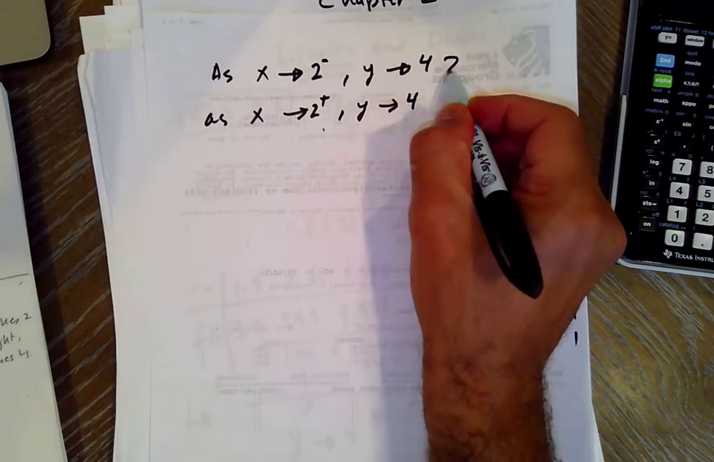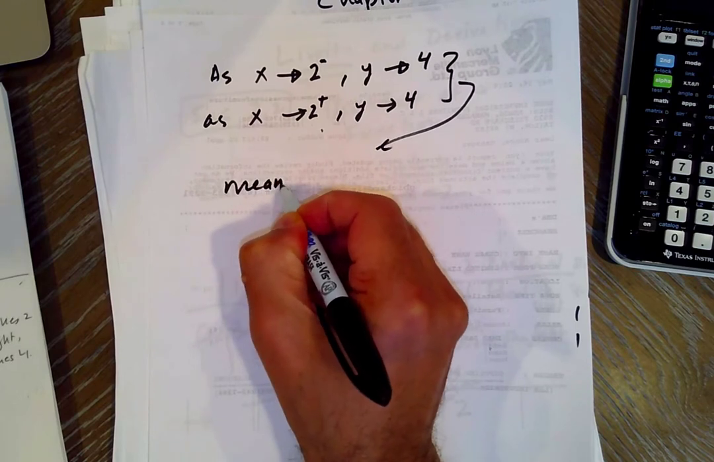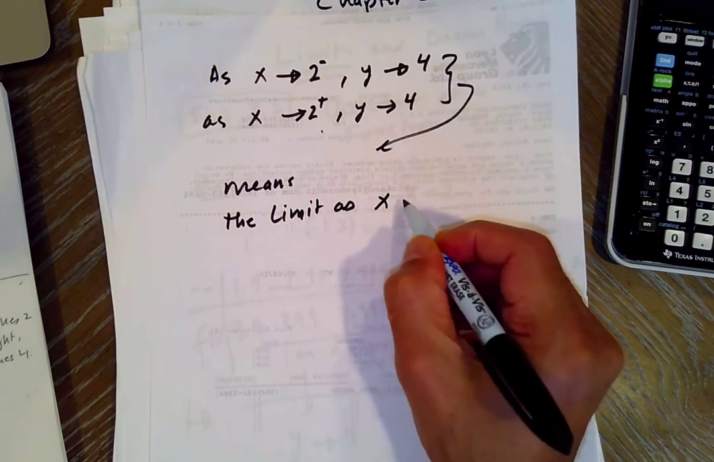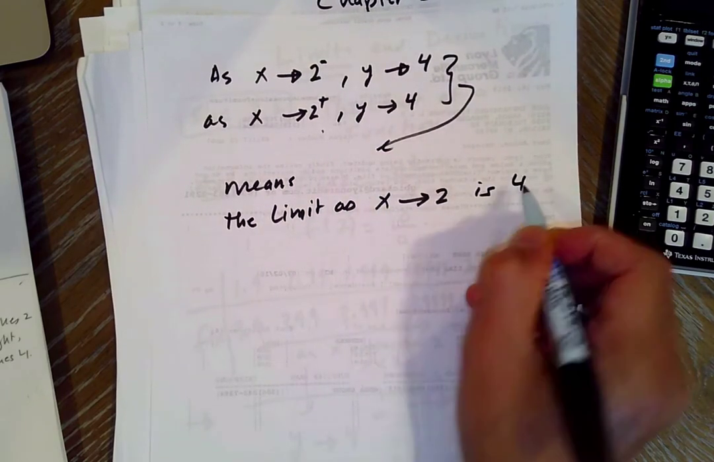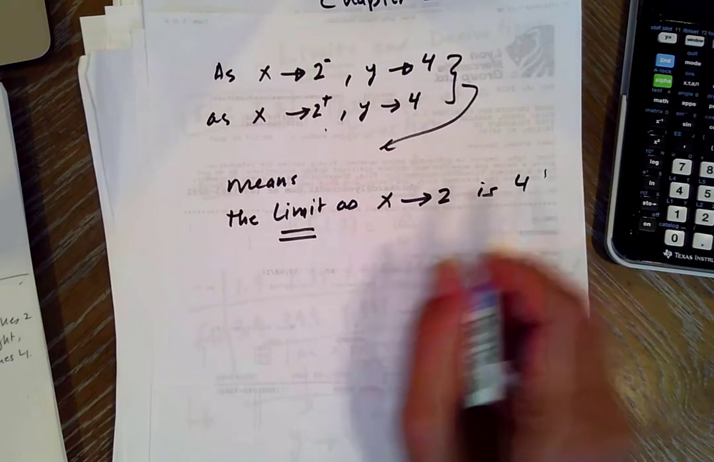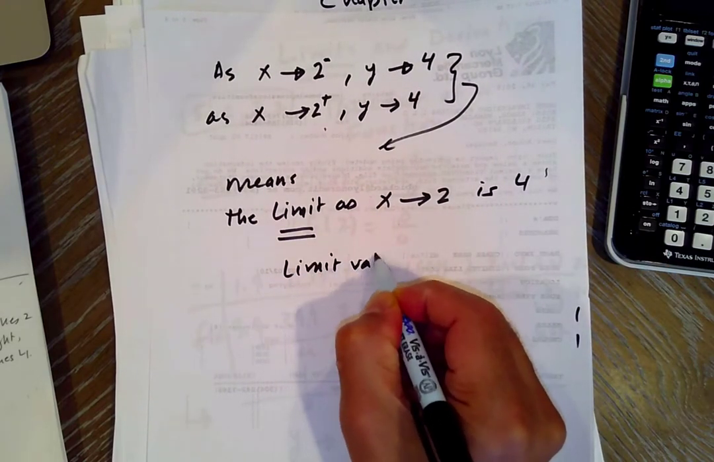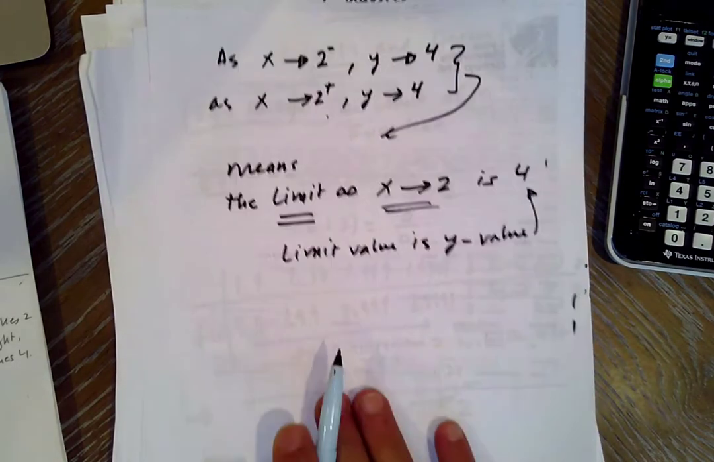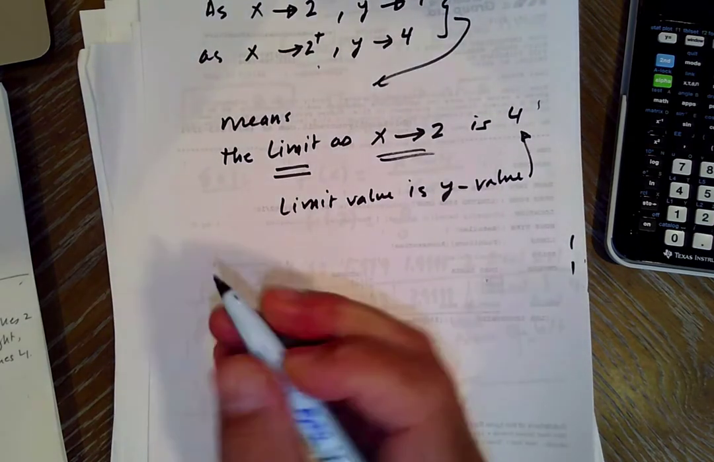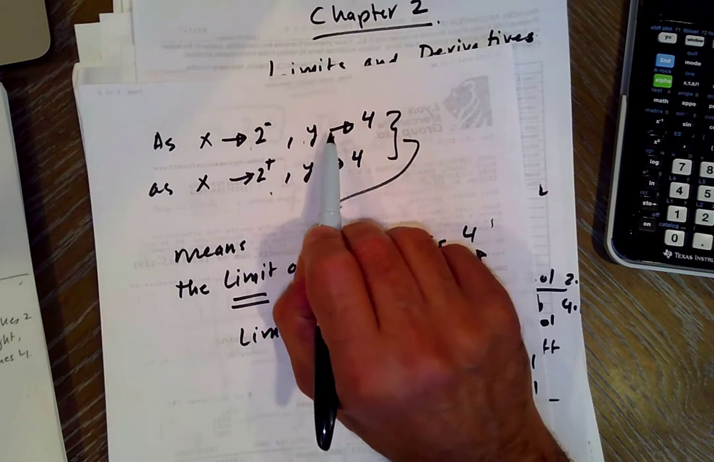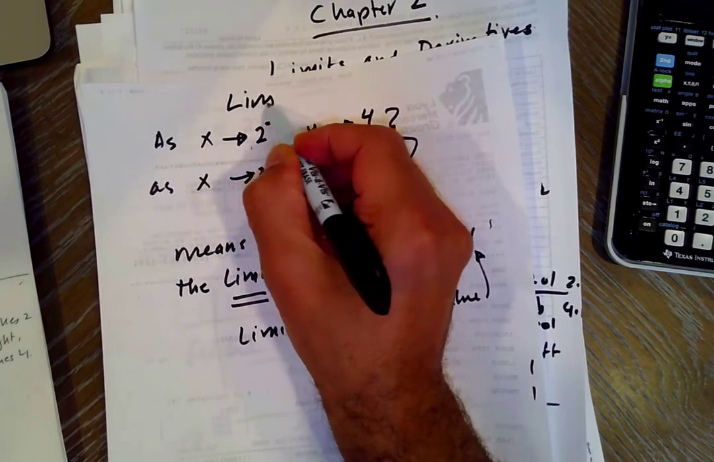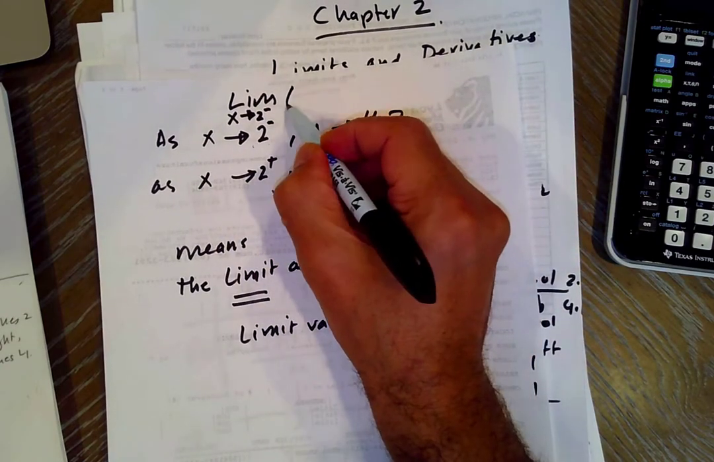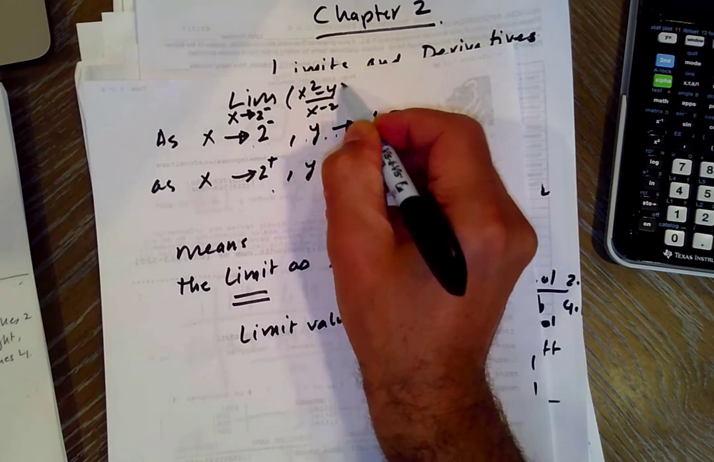This means the limit as x approaches 2 is 4. When we say limit, the limit value is the y value, which is in this case 4, and x is that value. So to write this, as x approaches 2 from the left, y goes to 4, we use limit. We put x approaches 2 from the left underneath it of f of x, which is x squared minus 4 over x minus 2, is 4.